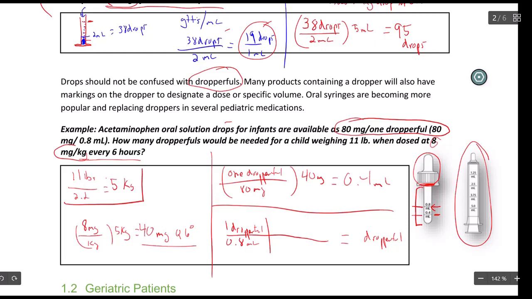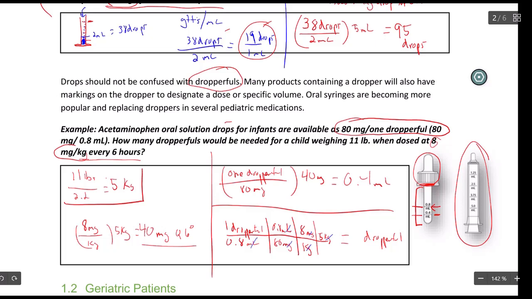There is 0.8 mLs as 80 milligrams. We have 8 milligrams per kilogram, and the person weighs 5 kilograms. Our kilograms go, our milligrams go, our mLs go. We're left with our dropper full.